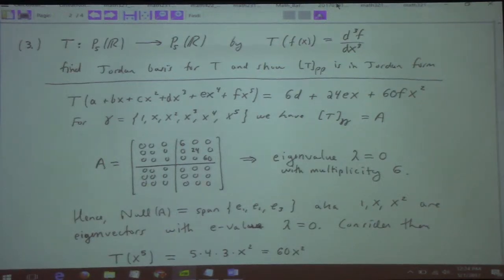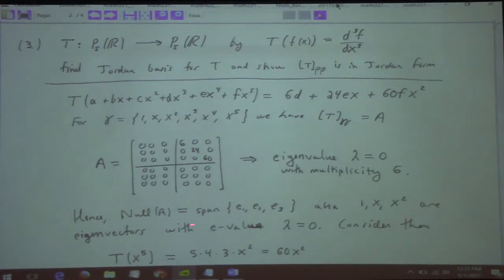So, just pick any basis you like. Personally, I like this one, and that gives me A. Once I have A, it's easy to calculate the characteristic polynomial because this is upper triangular. So the eigenvalues are on the diagonal: 0, 0, 0, 0, 0, and yet again 0. So very boring. 0 with multiplicity 6.